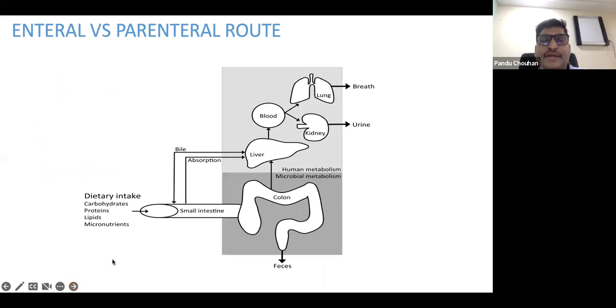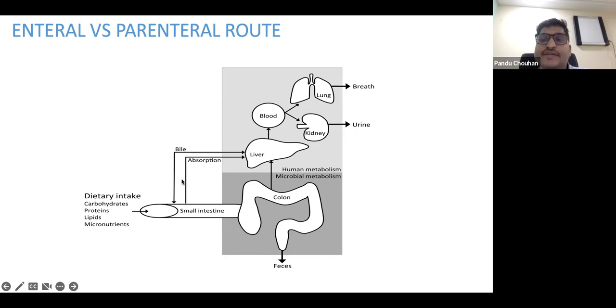So what is different between enteral and parenteral nutrition? In enteral nutrition, the nutrients get absorbed from the small intestine. Through the portal venous system, they enter the liver. From there, after xenobiotic metabolism, they enter into the systemic circulation. When it comes to parenteral nutrition, it is directly injected into the central venous system, and it also bypasses the intestine as well as the liver.